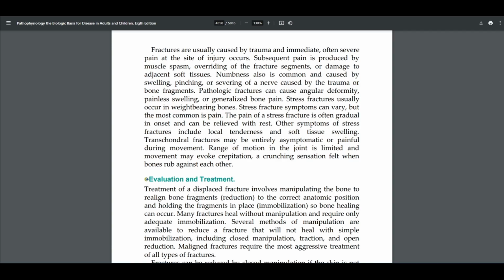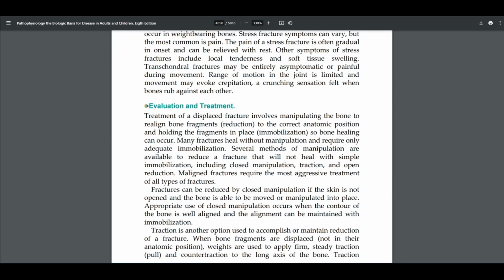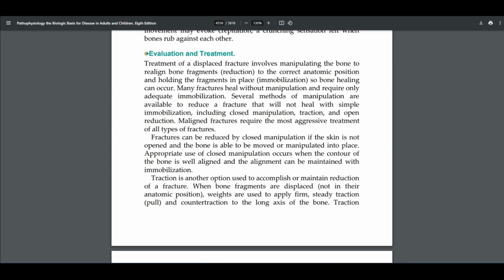So what is our evaluation and treatment? Treatment of a displaced fracture involves manipulating the bone to realign bone fragments, a reduction, to the correct anatomic position and holding the fragments in place via immobilization so bone healing can occur. Many fractures heal without any kind of manipulation and require only adequate immobilization. Several methods of manipulation are available to reduce a fracture that will not heal with simple immobilization, including closed manipulation, traction, and open reduction.